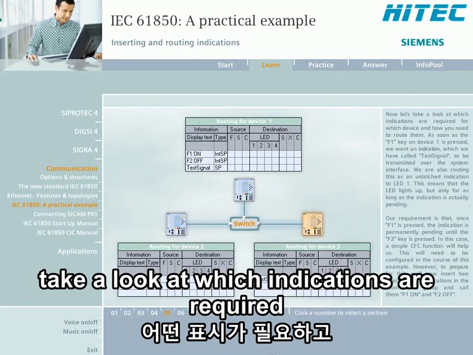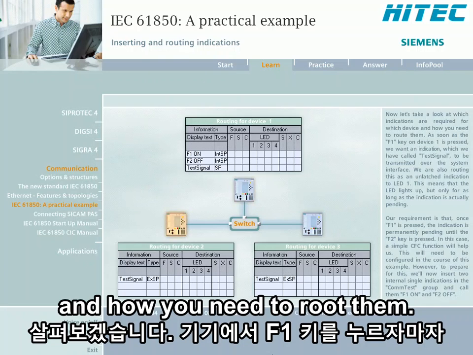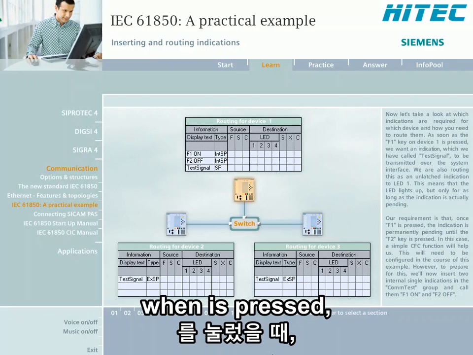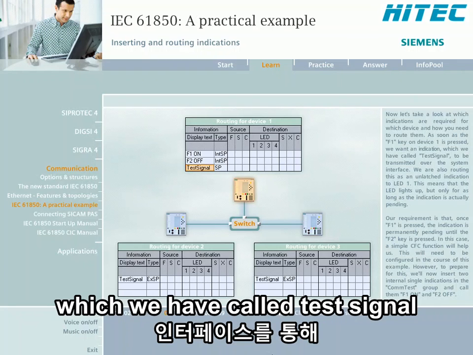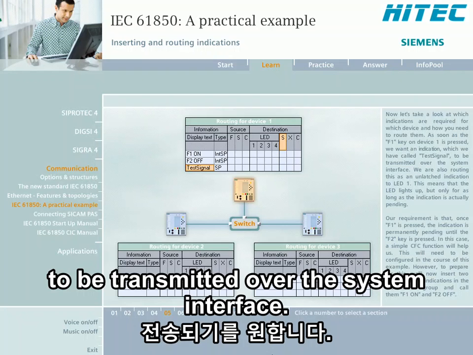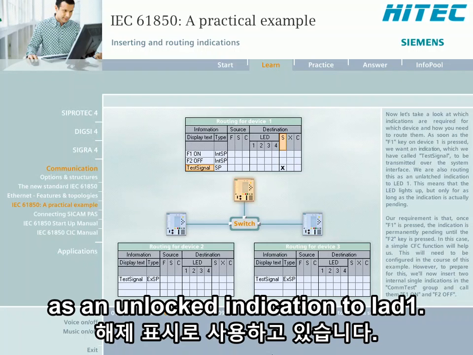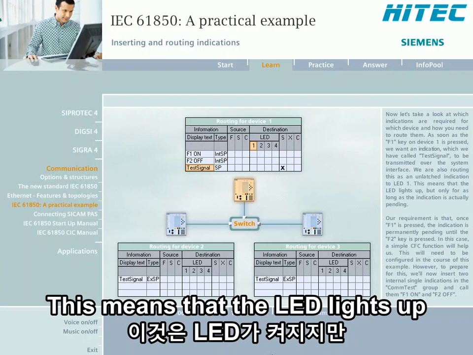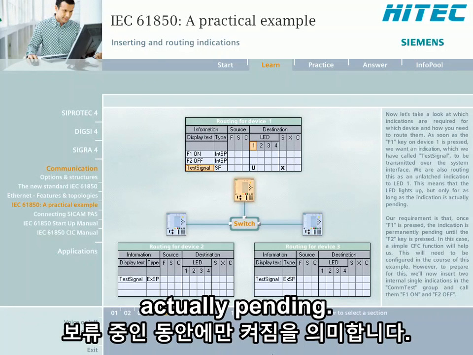Now let's take a look at which indications are required for which device and how you need to route them. As soon as the F1 key on device 1 is pressed, we want an indication which we have called test signal to be transmitted over the system interface. We are also routing this as an unlatched indication to LED 1. This means that the LED lights up but only for as long as the indication is actually pending.